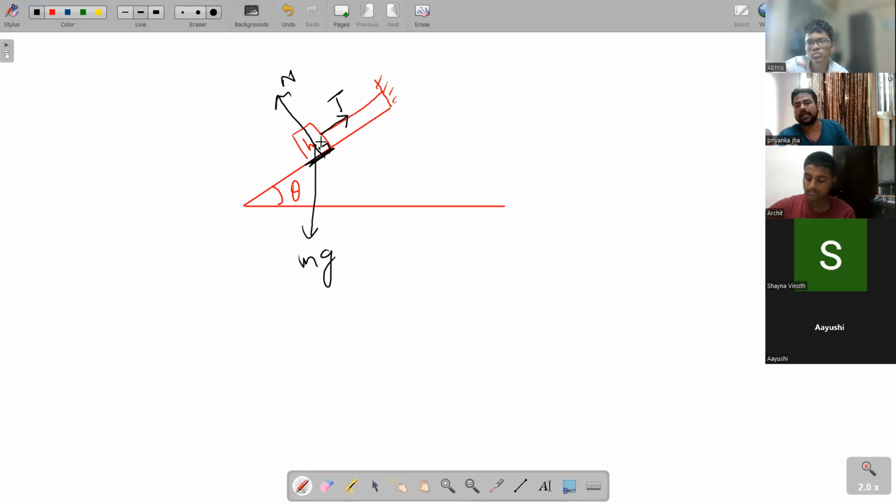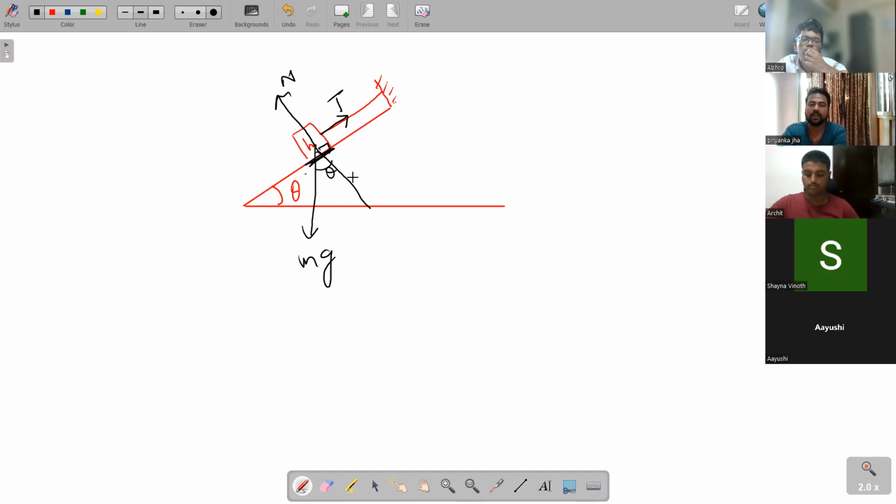Of course, the string is not going to break, right? The string will not break, so the block is not going to move. The block will be in equilibrium only. So if it is in equilibrium, the net force should be zero. So all the components of forces must nullify each other. In this, we'll break all the forces into two components, one along the inclined plane and the other perpendicular to the inclined plane.